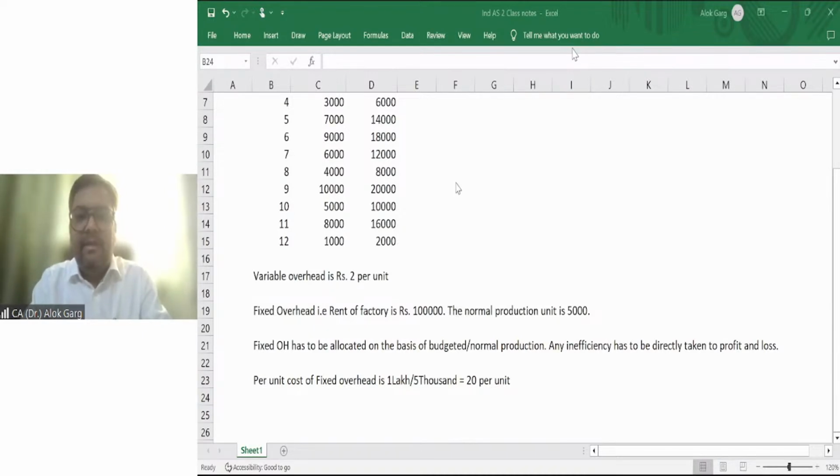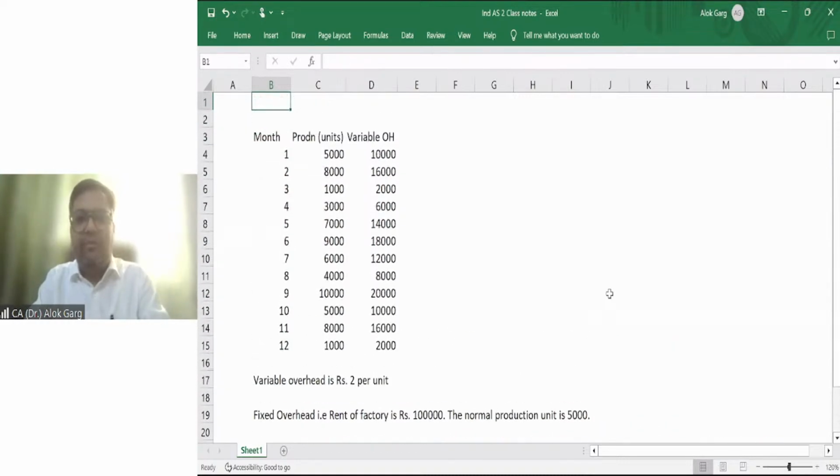Yes. The fixed overhead is 1 lakh rupees. We are discussing how to allocate the fixed production overhead on a per unit of output basis, because when you sell inventory, you have to measure the cost on the basis of per unit of output. So your cost per unit is 20 rupees on the basis of overhead. Now apply this 20 rupees to the output.